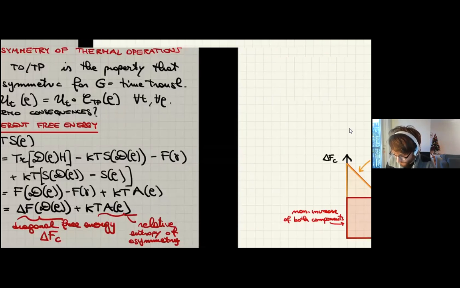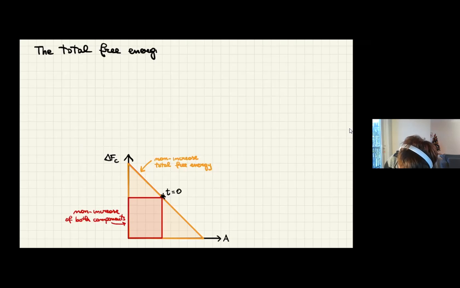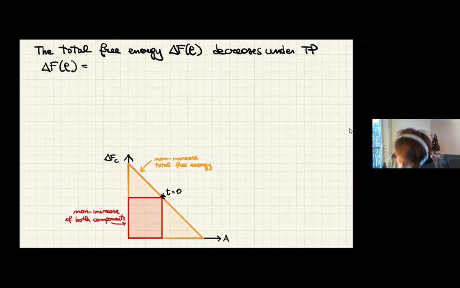However, apart from being pretty nice, there is an important consequence of this. The total free energy, delta F of ρ, decreases under thermal processes. And if you want to check that this is the case yourself, one way to do it is to first check that you can write this free energy as a relative entropy, the relative entropy between the state and the thermal state. I'm going to leave you this as an exercise.